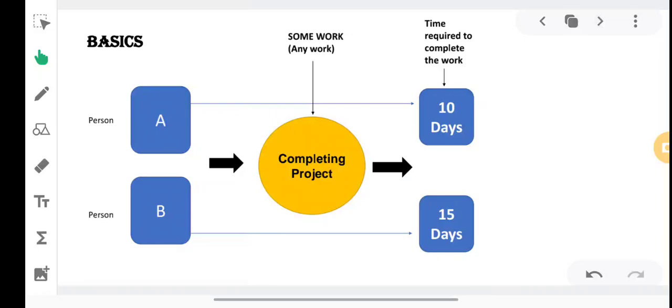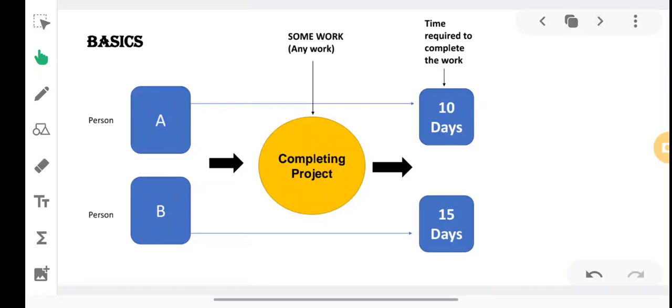So consider two persons, A and B. Person A takes 10 days to complete a project and person B takes 15 days to complete a project. Completing a project is some work; you can take any work. So the time required to complete the work is different for person A and person B.